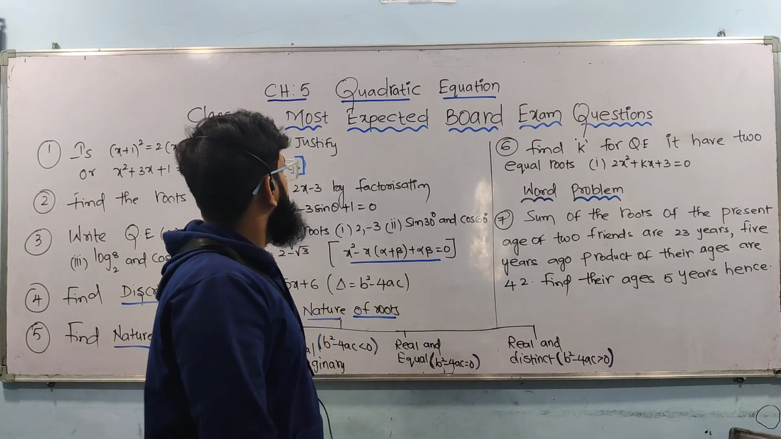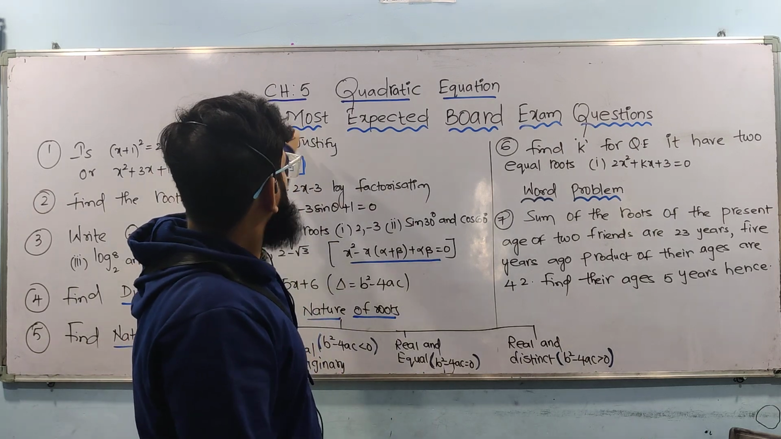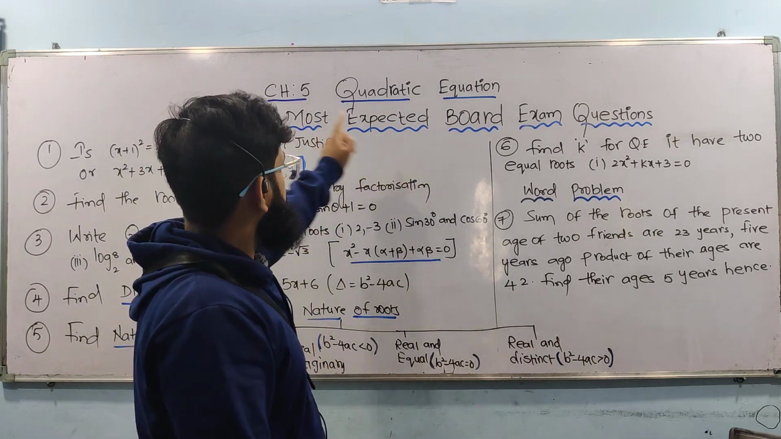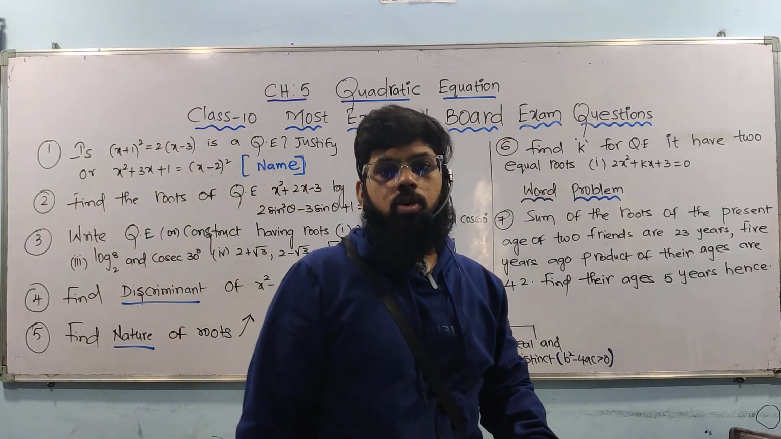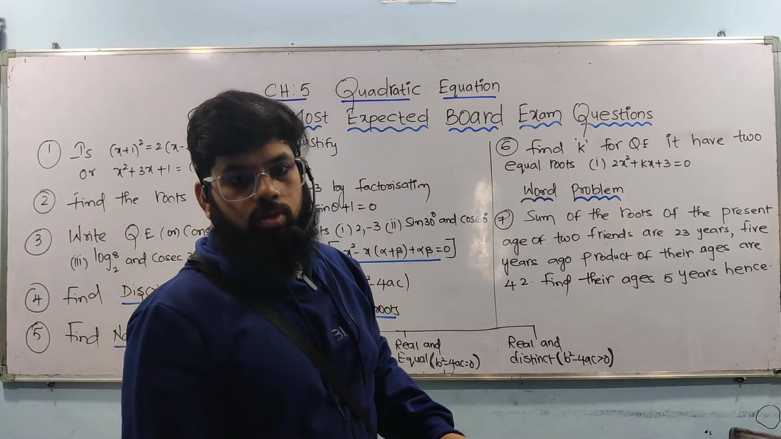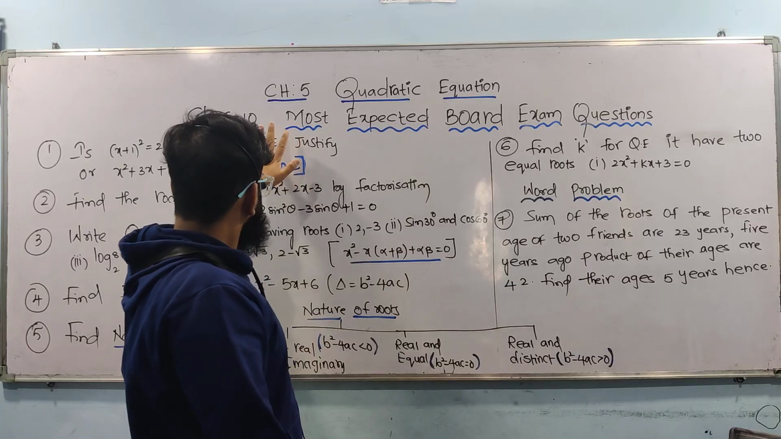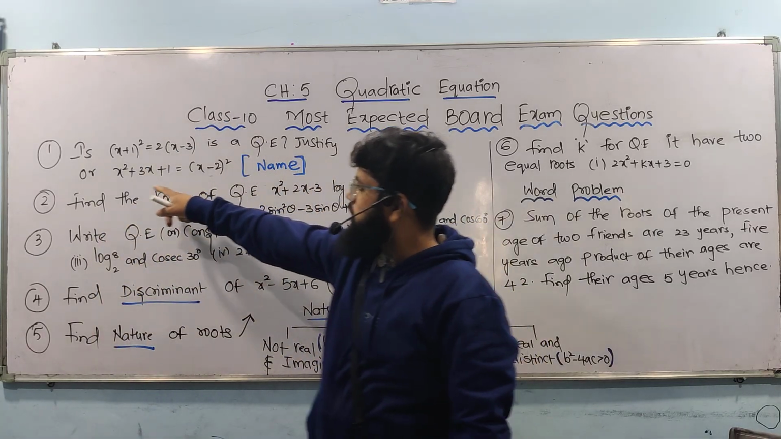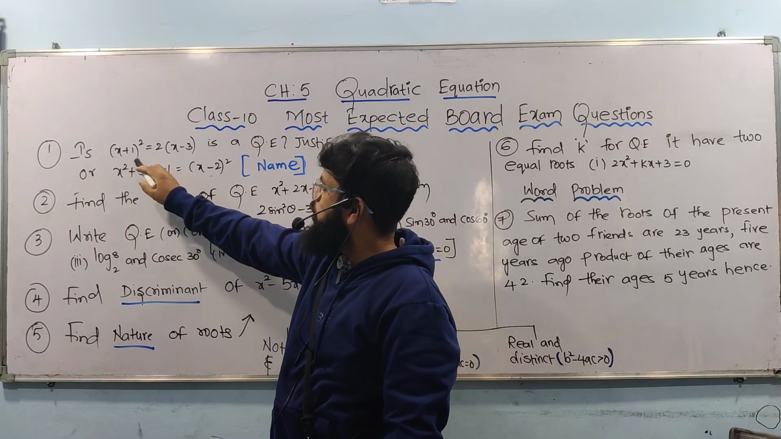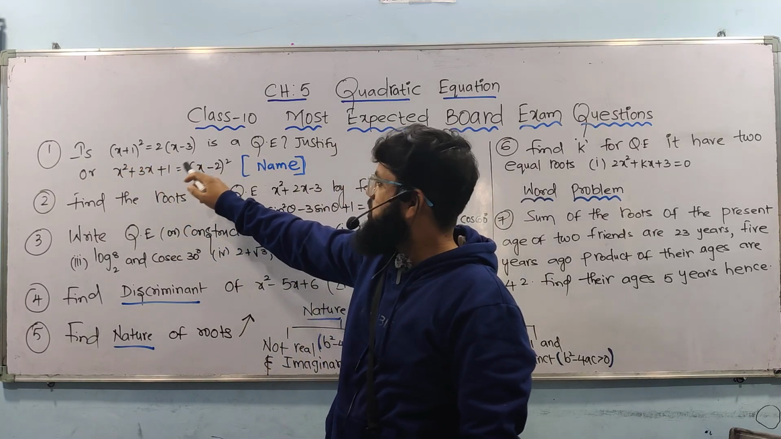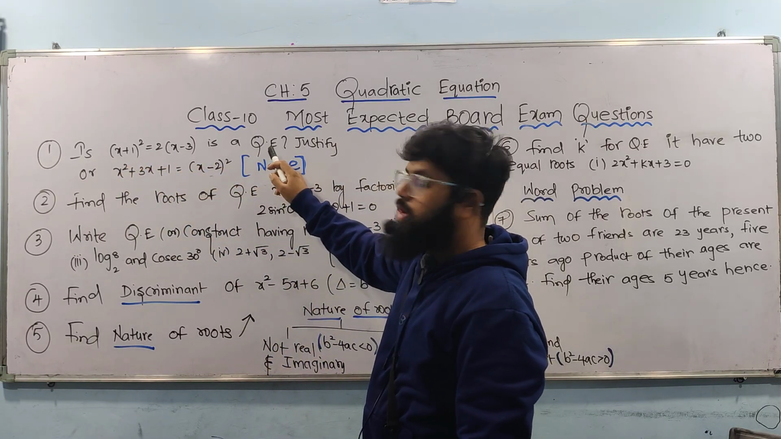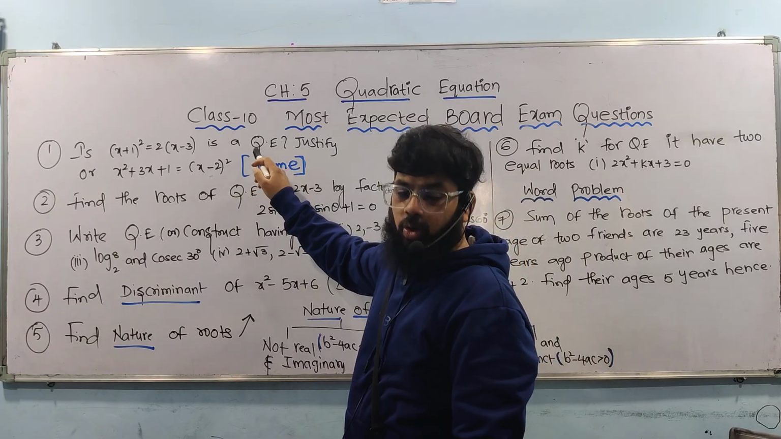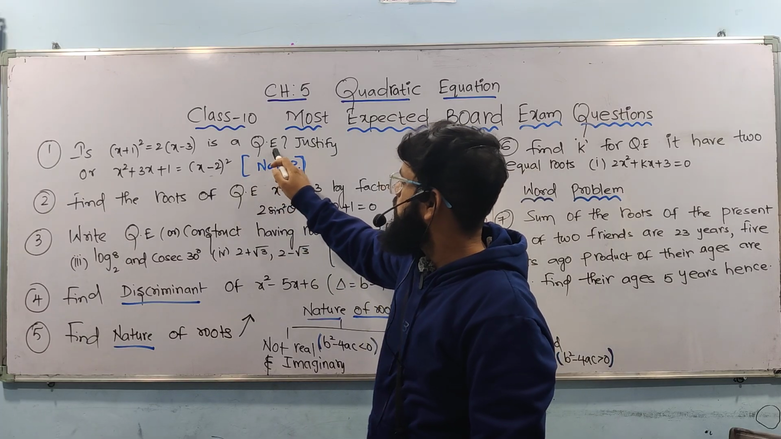Everyone, in this video I am going to explain chapter 5, quadratic equations, most expected questions in the board exam. Okay, so coming to the first one: (x + 1) whole square is equal to 2(x - 3) is a quadratic equation. QE means quadratic equation, I have written it in short form.